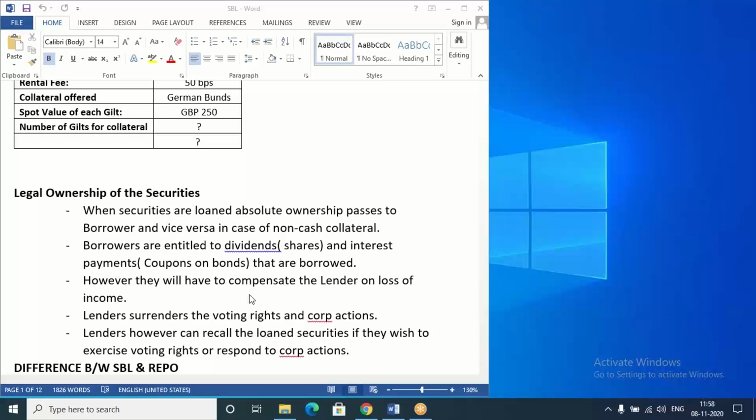So write this down. Legal ownership of the securities. And then, since someone raised the question at the beginning of the class, I think it was Saujanya, I'm not sure: what's the difference between a stock borrow lending and a repo agreement? We'll get to that.